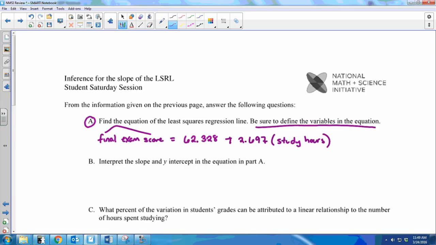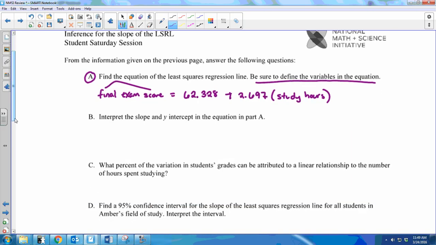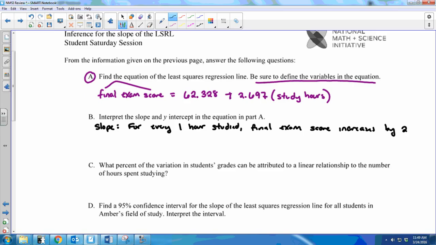Okay? All right. B says interpret the slope and y-intercept in the equation. So that means write sentences about what they mean. So let's do slope first. If I'm interpreting 2.697 in context, what does that mean? Increases 2.67 points. Perfect. For every 1 x, y increases or decreases by whatever the slope is.